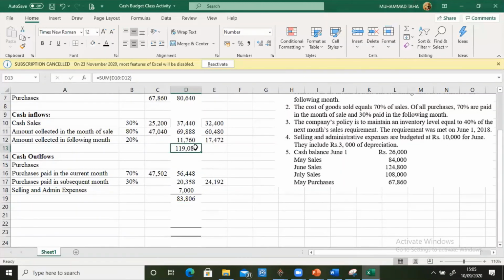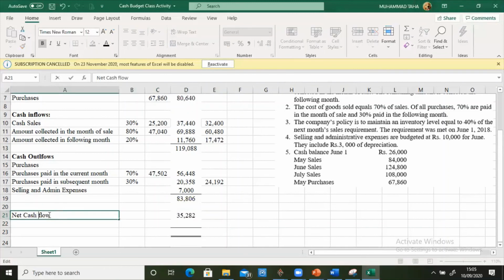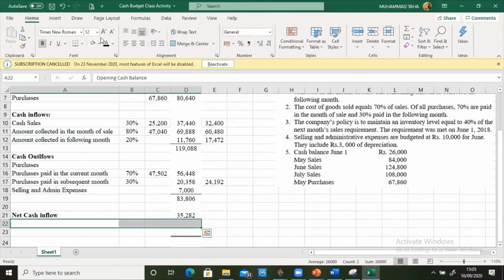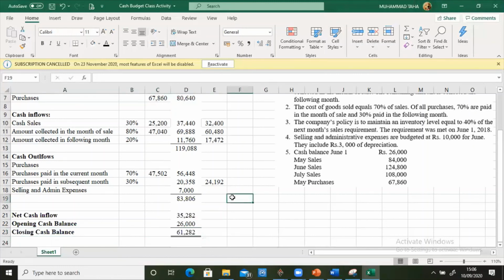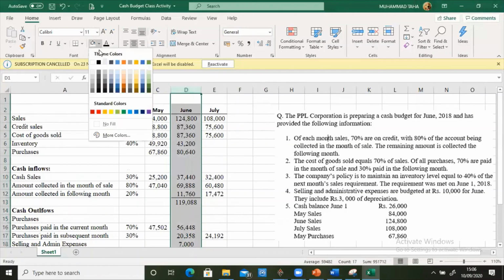Now this is your cash inflow and this is your cash outflow. So that means you have a net cash inflow, not outflow, because the amount is positive. The net cash inflow is this much. The opening cash balance was 26,000. Sum both of them up and you get the closing cash balance of 61,282. So this was June's cash balance. You were supposed to make this only for June.